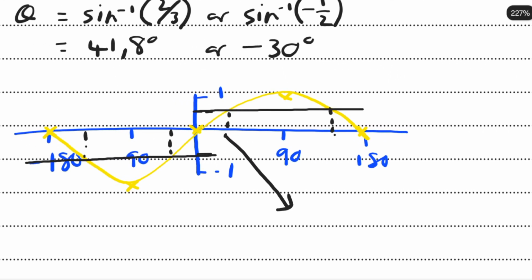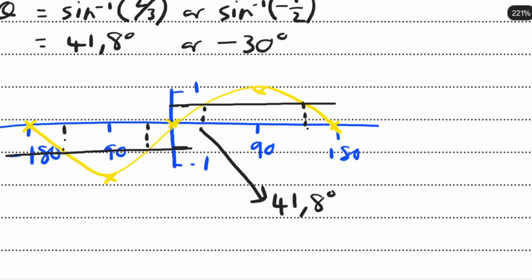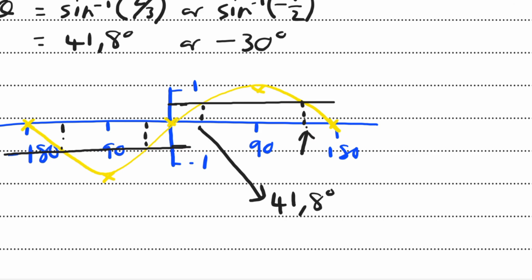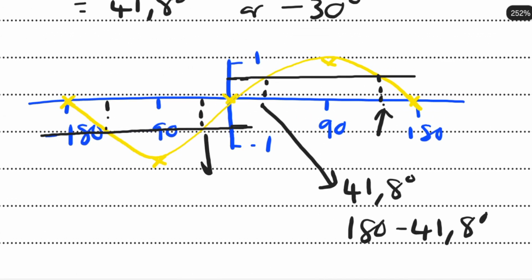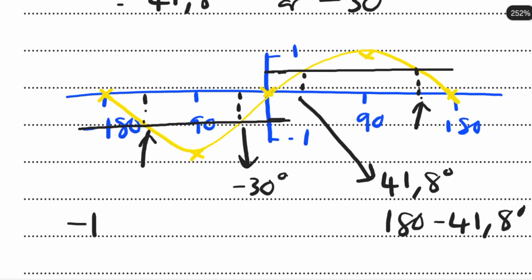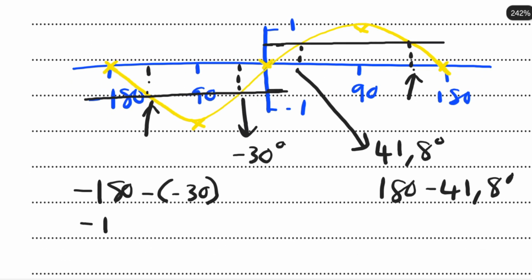So this answer right here, you can see it's positive. That's our 41.8 degrees. And this one right here will be 180 minus our 41.8, since it's in the second quadrant. Then this one right here, you can see it's negative. That's our minus 30 degrees. And for us to get this one, we will be saying minus 180 plus 30, which will give us minus 150 degrees.